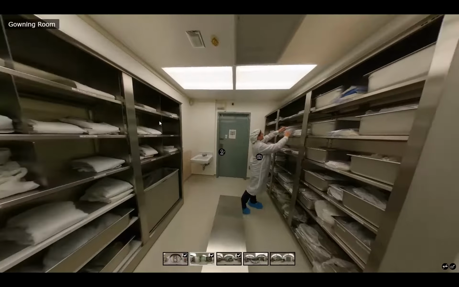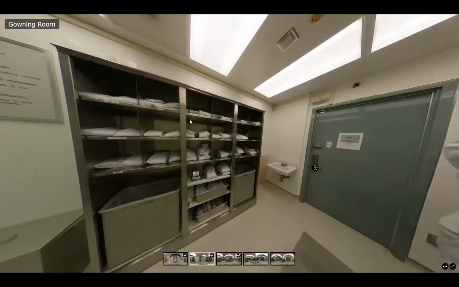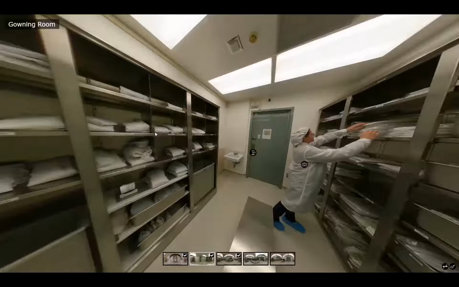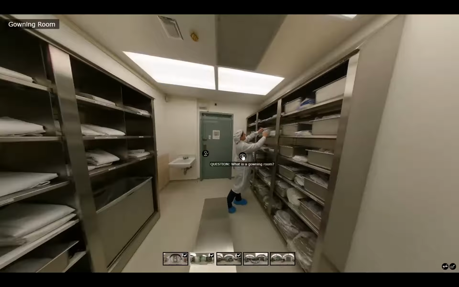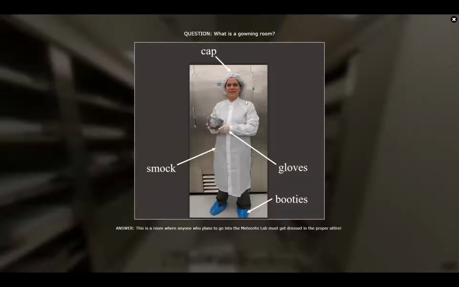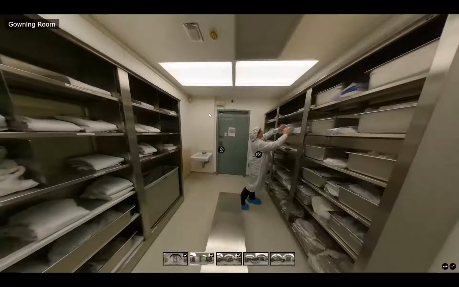So we have this room, this is called the gowning room. We've got multiple shelves of gowns and caps and things that people can put on. Here's a quick picture just to see. You have to wear a cap that covers your hair. You have to wear a smock that covers up most of your clothing. And then we have these blue booties that cover our shoes. And then once we get into the lab, we also wear gloves and things when we're handling the samples so that we don't contaminate anything.